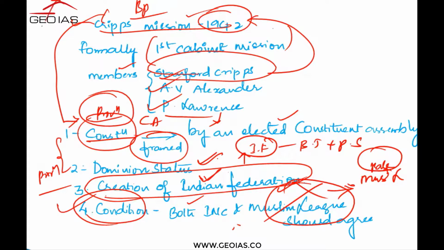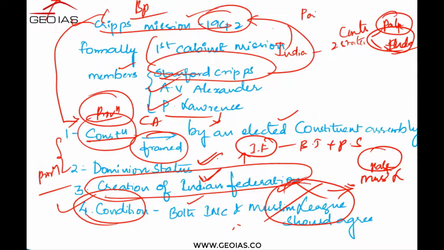Then later, Muhammad Ali Jinnah, who is the head of the Muslim League, wanted India to be divided into two countries. One is Pakistan, which is dominated by the Muslim population, and the other is India. Pakistan should be carved out of India, and Muslim majority regions should come under Pakistan.